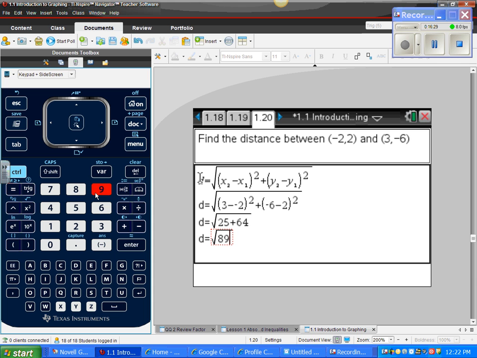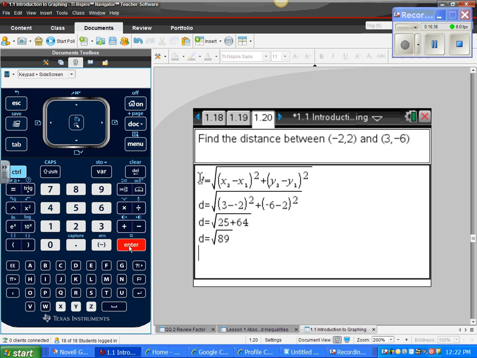Okay? And there we have it. That's finding the distance. Now I could find the decimal approximation for that if we wanted to. I don't mind radicals. I actually prefer that we leave it that way because it is the more exact solution. So we are going to leave it that way.